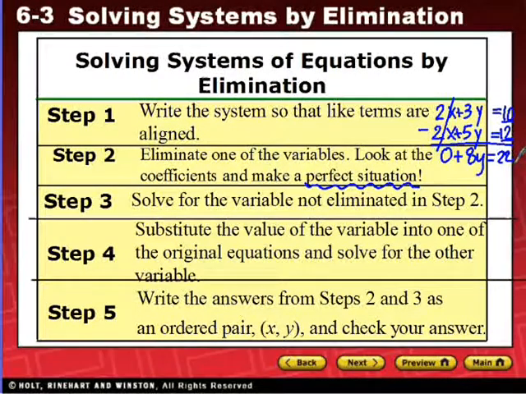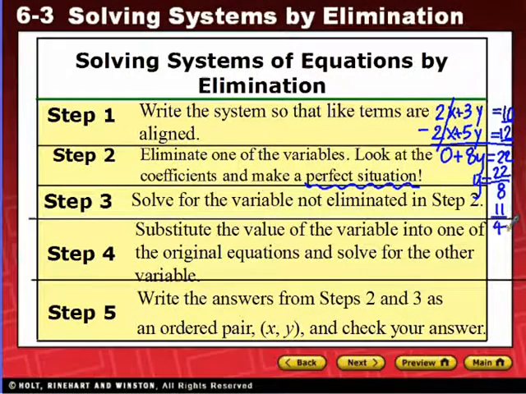Okay. So then step 3, solve for that variable not eliminated in step 2. So we would solve for y. I didn't make up a very nice problem. It would be 22 over 8, which simplifies to 11 over 4. That would be us solving for that variable.